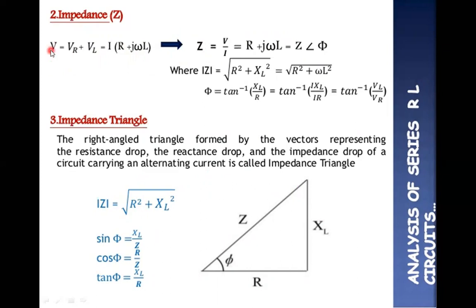So impedance is nothing but V by I. If you substitute this, I will get cancelled. So Z is coming as R plus j omega L. Or the mod of Z is equal to the square root of R square plus XL square, and XL is nothing but omega L. So if you substitute all this, the impedance is coming as the square root of R square plus omega L whole square, and phi is equal to tan inverse of XL by R.